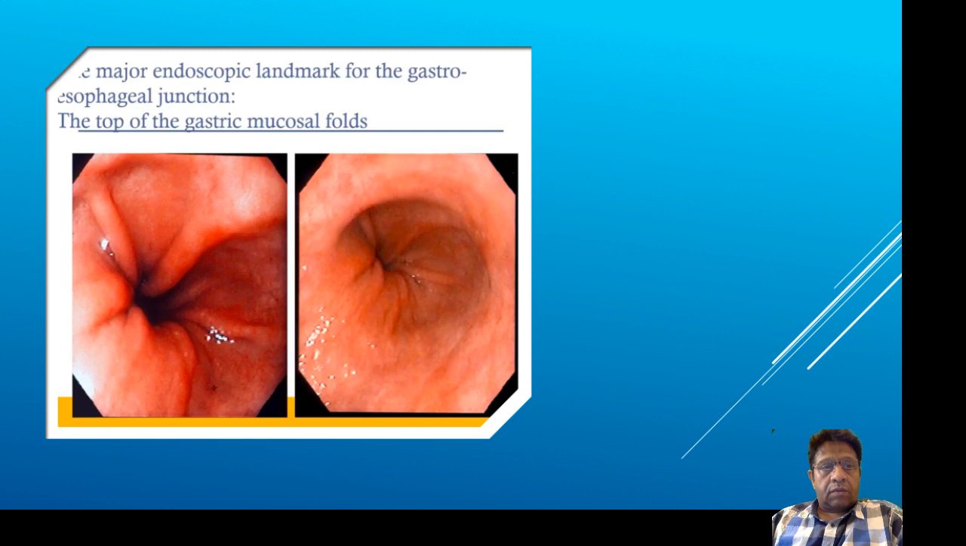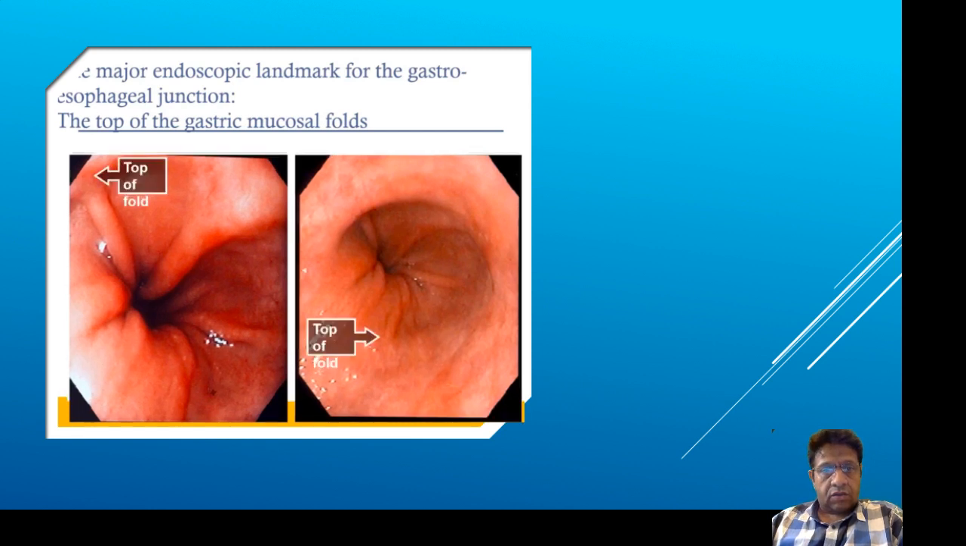Now, it's very important to be able to identify the top of the gastric mucosal folds, which is the landmark of the gastroesophageal junction. And this slide is just here to show you how to identify the folds. So where you see the folds sort of blending with the mucosa higher up, that you would identify as the top of the fold, and that would be the endoscopic landmark for the gastroesophageal junction.